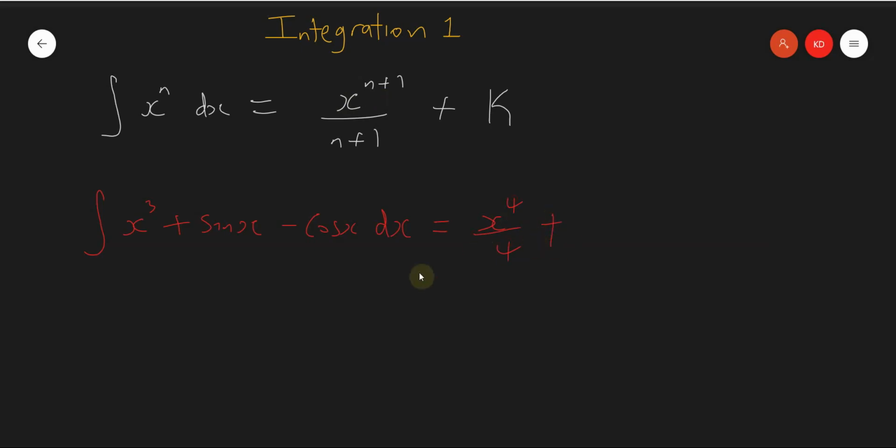And if you can recall, when you integrate sine x, that's negative cos x, and we have our minus sign there. When we integrate cos x, we get sin x, and we have our constant of integration. So let's tidy this up. So that's x to the 4th over 4 minus cos x minus sin x plus k.